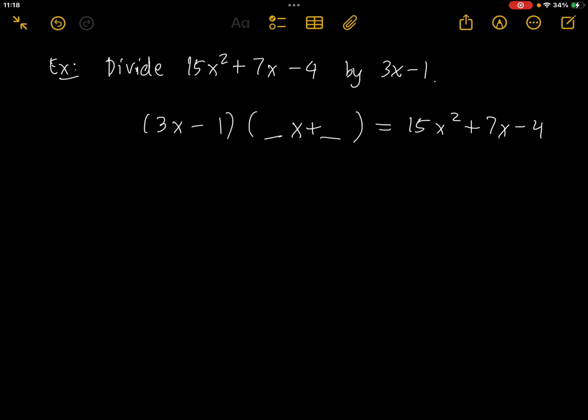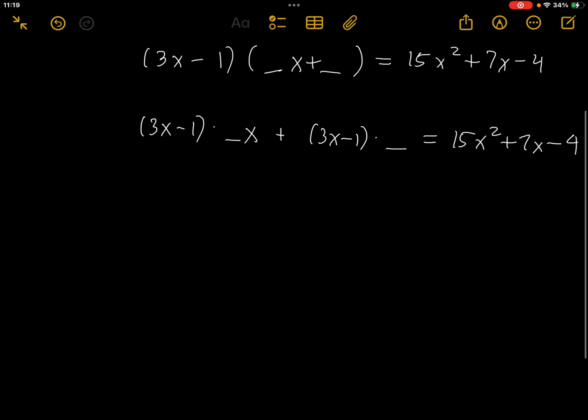Well, since I'm trying to illustrate the strategy, let's distribute the 3x minus 1 across. So I'm going to get 3x minus 1 times some constant times x plus 3x minus 1 times some constant equals 15x squared plus 7x minus 4. And I want to know what the two constants are that will go in the blanks.